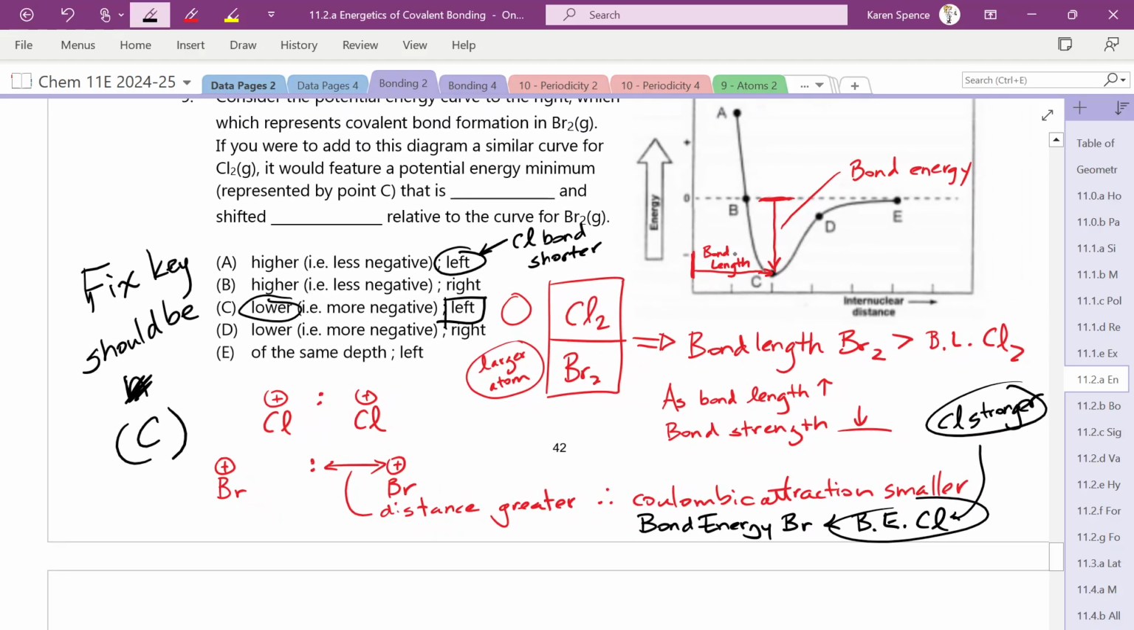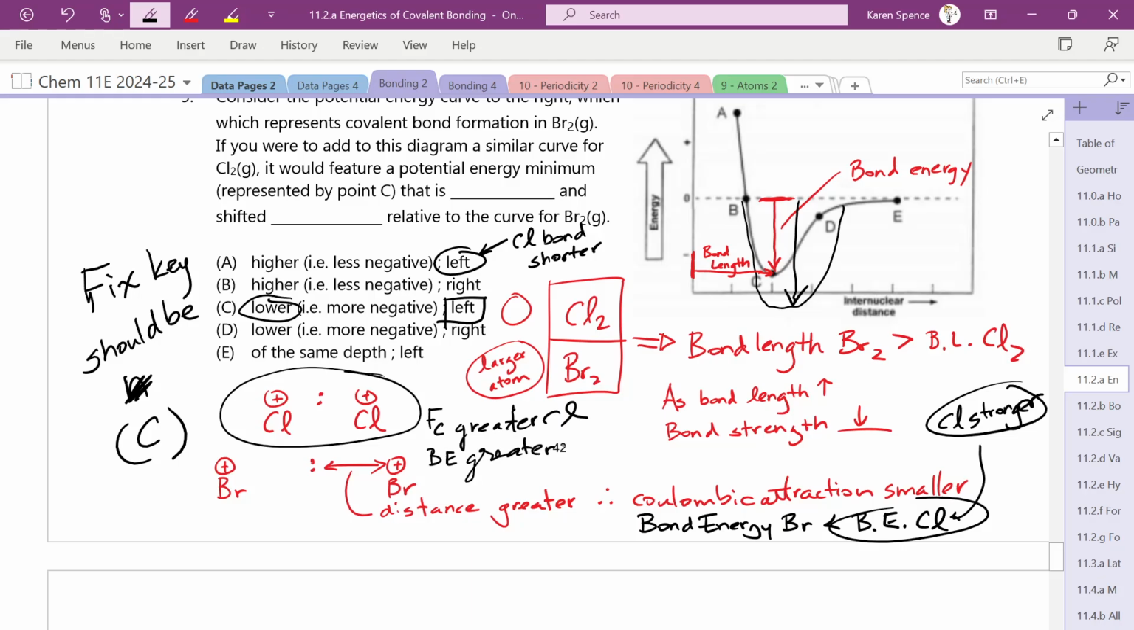Why is it lower? Because if I have it lower, then my bond energy will be greater. And chlorine has a stronger attraction. The force of attraction is greater for Cl. Therefore, the bond energy is greater.